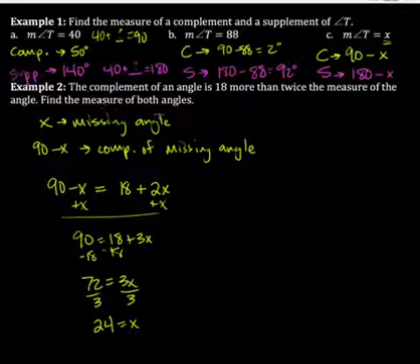It says find the measures of both angles. So now I can say, well, the missing angle is just x, so it is 24 degrees. The complement is 90 minus x, so 90 minus 24, which should come out to be 66 degrees.